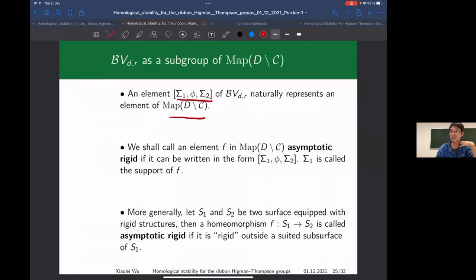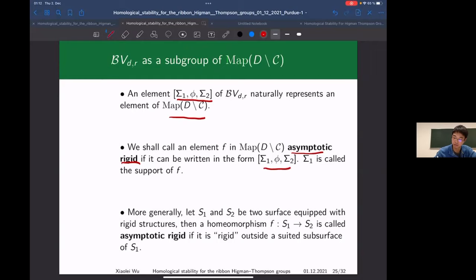This is very different in the Thompson group case, because you almost never have an automorphism of the tree, because the two trees you start with are different. But in this case, we have a homeomorphism from the suited subsurface to itself. And then you declare an element of the mapping class group to be asymptotic rigid if it can be represented in this form.